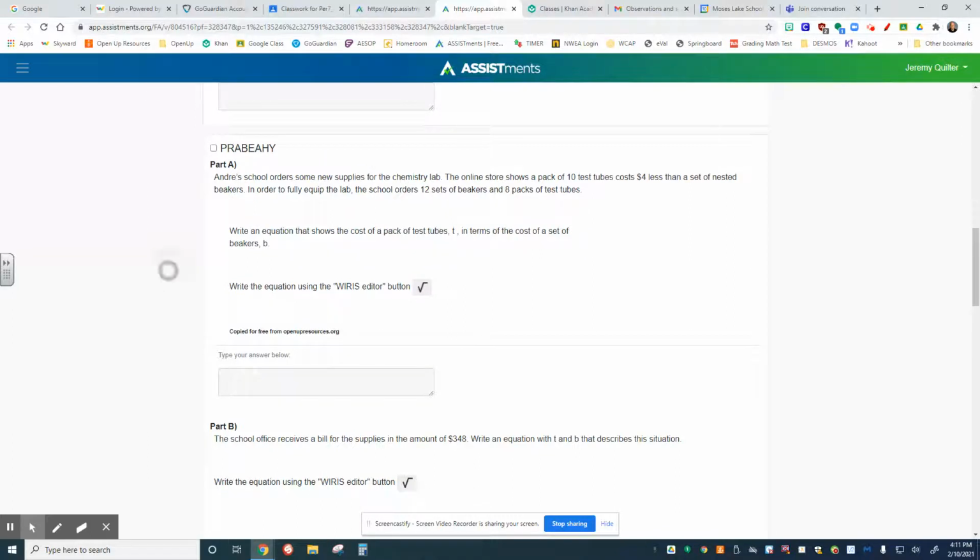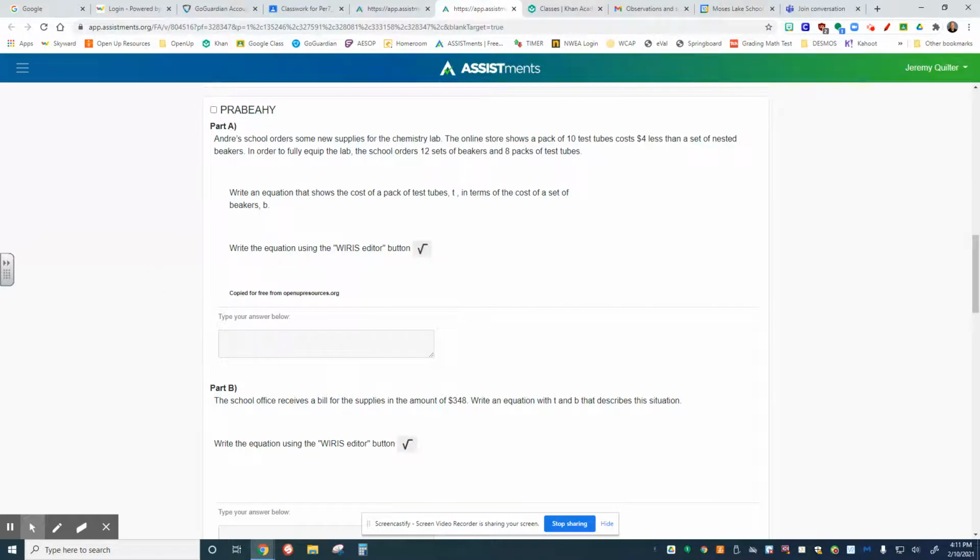Next part here, it says Andre's school orders some new supplies for the chemistry lab. The online store shows a pack of 10 test tubes costs $4 less than a set of nested beakers. In order to fully equip the lab, the school orders 12 sets of beakers and 8 packs of test tubes. Write an equation that shows the cost of a pack of test tubes in terms of the cost of a set of beakers, B.